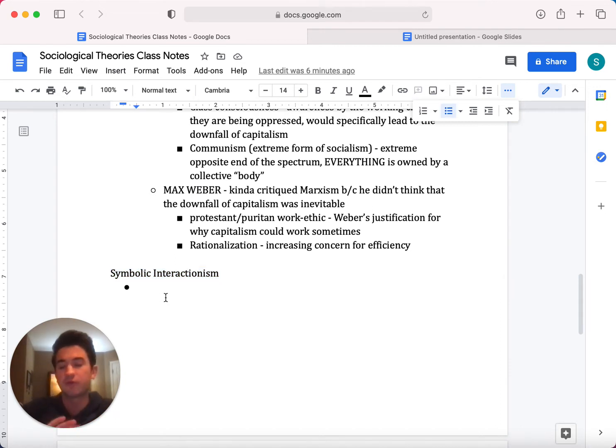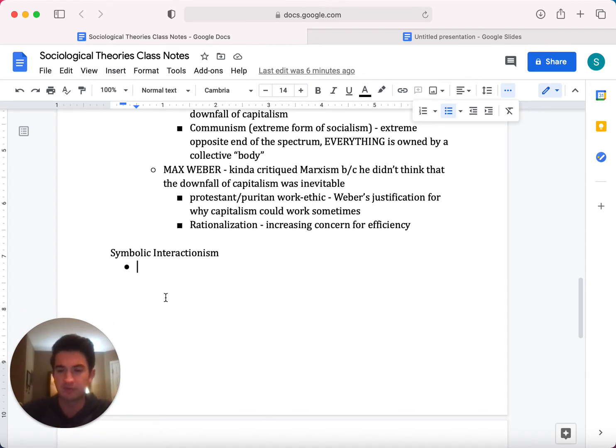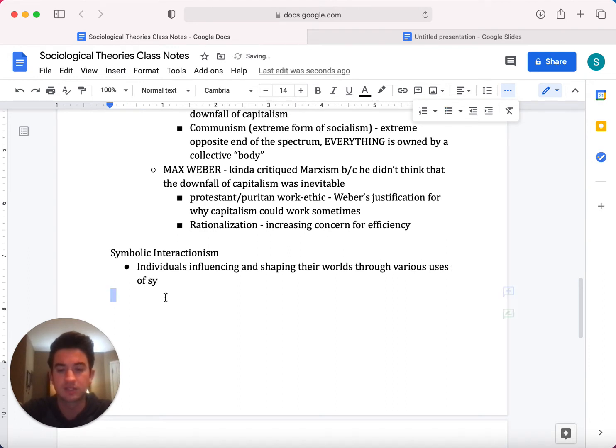But before we get into that, I want to give you a little broad definition of symbolic interactionism, just like I did for conflict theory and structural functionalism. So for symbolic interactionism, I want you to think of individuals influencing and shaping their worlds through various uses of symbols, or something like that.